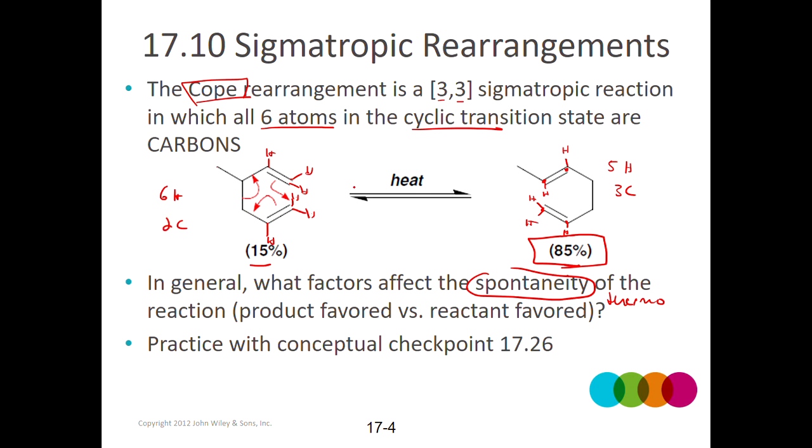So that slightly more substituted pi bond, we've been seeing that theme come up a number of times, is going to make this structure a little bit more stable, and that accounts for it being the major substance once the equilibrium is reached. So when it comes to sigmatropic rearrangements, if all the atoms are carbons, it's called a Cope reaction. And in a Cope reaction, the main thing you look for to determine which side is favored is how substituted those pi bonds are with other carbon groups.